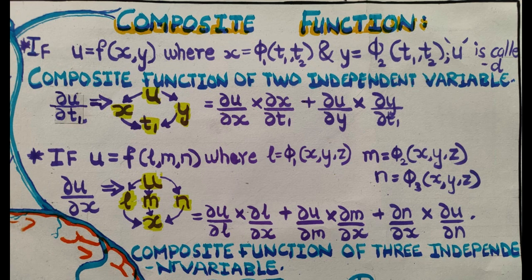For a composite function of three independent variables, if u is a function of l, m, n, where l is equal to phi 1 of x, y, z, m is equal to phi 2 of x, y, z, and n is equal to phi 3 of x, y, z, its representation is ∂u by ∂x is equal to ∂u by ∂l into ∂l by ∂x plus ∂u by ∂m into ∂m upon ∂x plus ∂u by ∂n into ∂n by ∂x. And this has an application in real life whenever we calculate taxes. This is an example of a composite function.